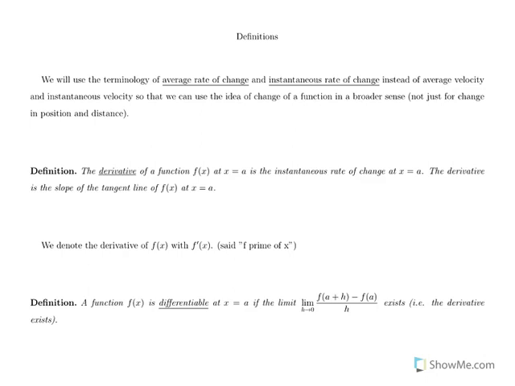Then we're going to define the derivative of a function at x equals a as the instantaneous rate of change at x equals a. So those terms are just interchangeable, they're the same thing. Which means that the derivative is going to be the slope of the tangent line of the function at x equals a.